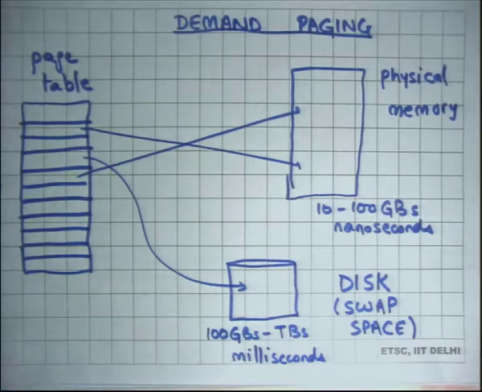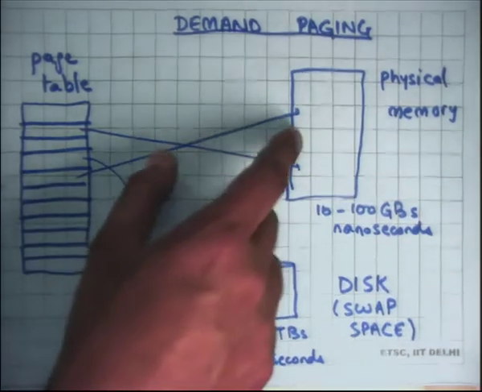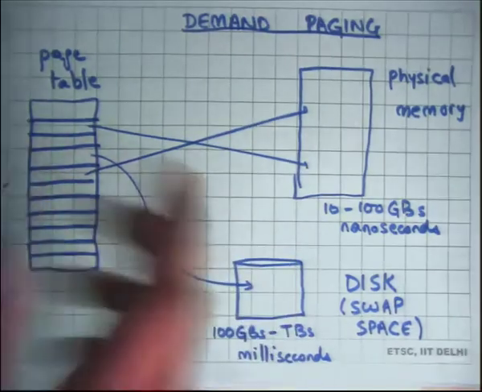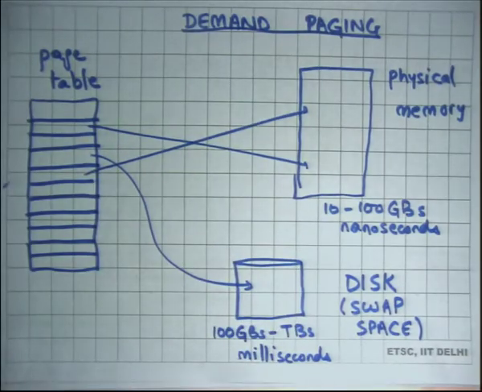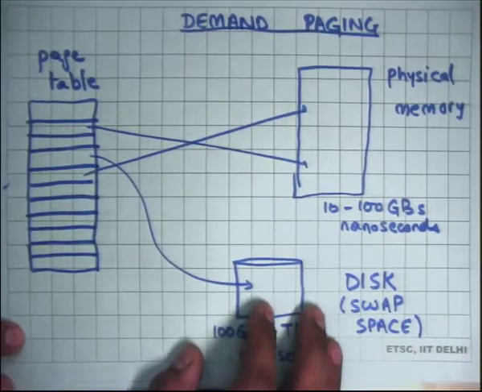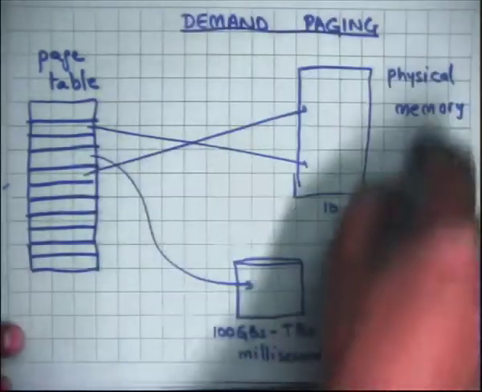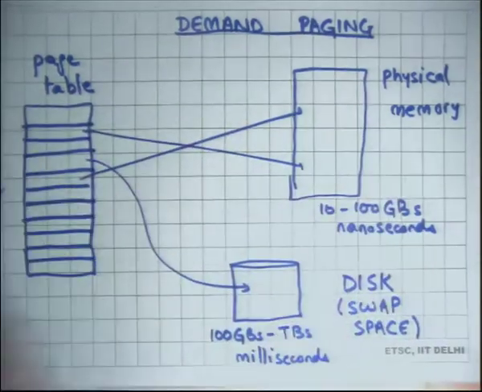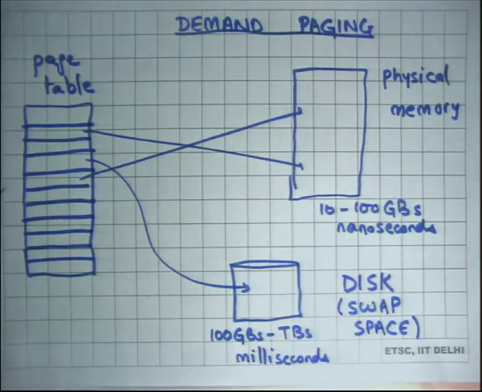And so this is demand paging. Using this demand paging mechanism, an operating system is in some sense using the physical memory as a cache for the disk. One way to think about it is that the entire virtual memory pages are actually on the disk, but the physical memory is acting as a cache to that space.